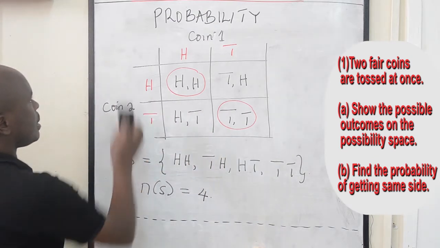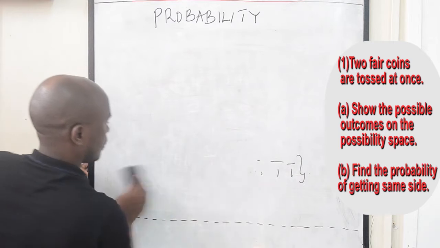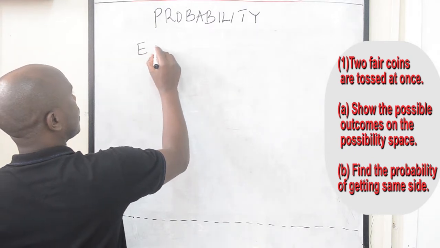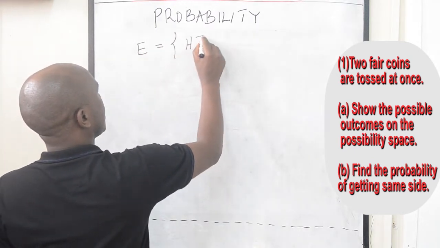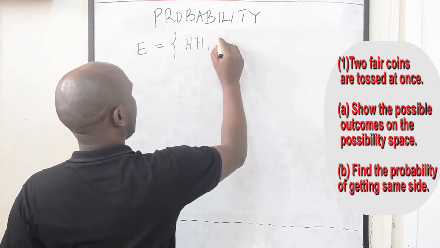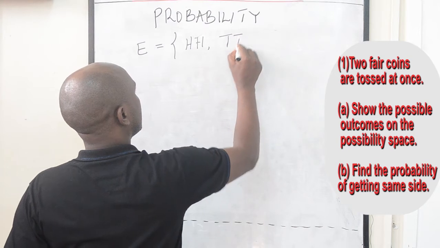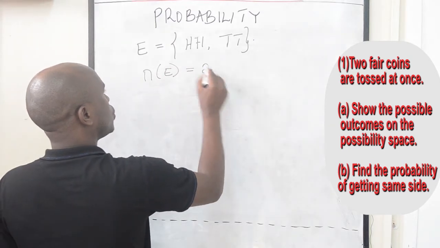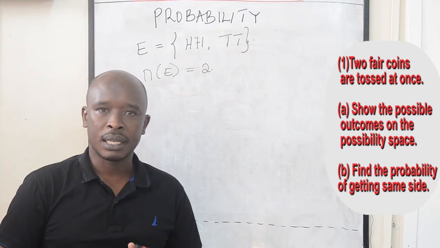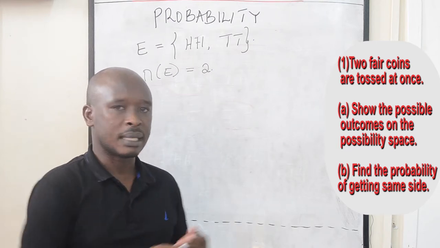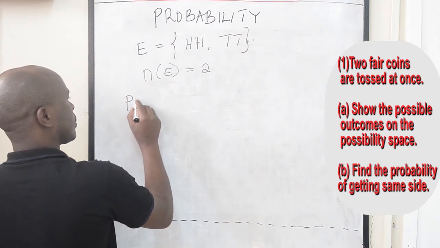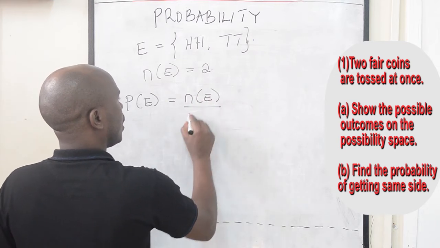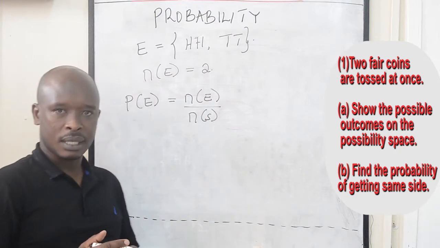So, to determine the probability, I can say that the number of events, it is head, head, and then tail, tail. So, number of events, we have 2. So, to get the probability of getting same side, we can say it is the probability, number of events out of the total.